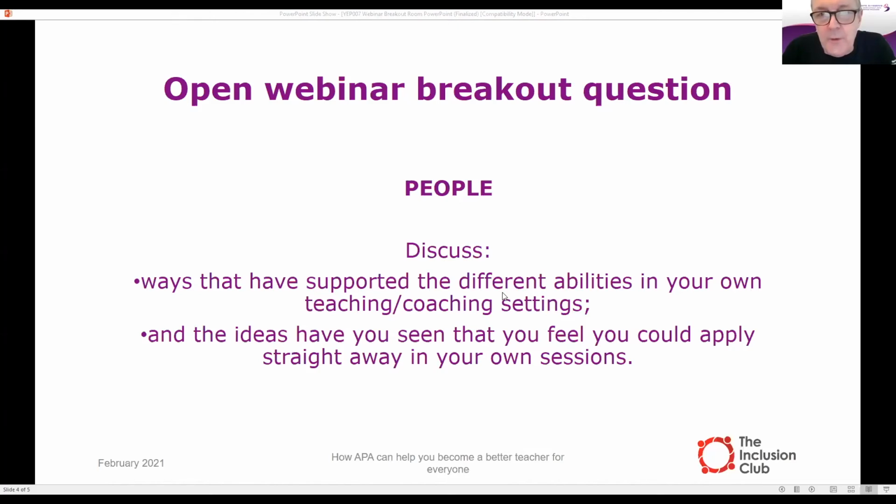What we're going to do for this last part is take one point from each group. So if we can have a representative from each group, we're going to take one quick point from each group. If we could have the representative of Group 1 make a point about the people question. Thanks. Our group has shared about students with different abilities.